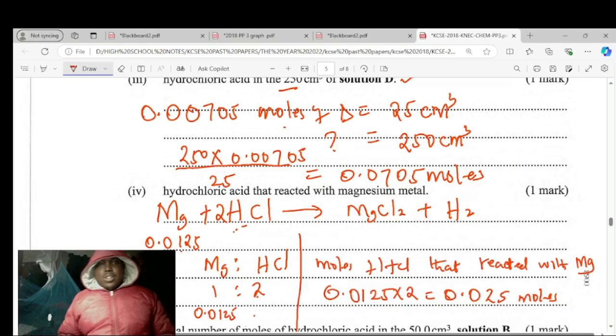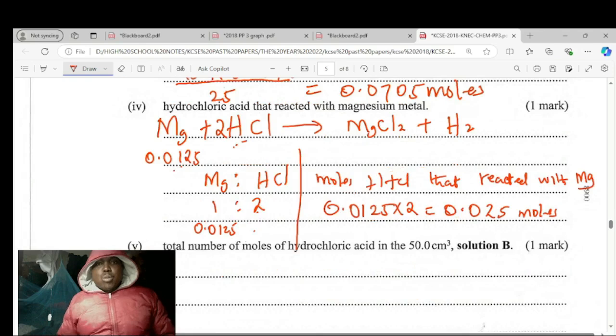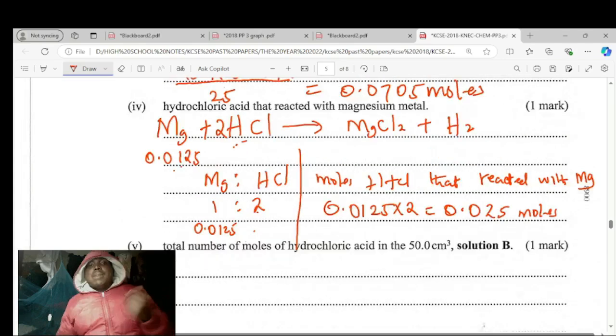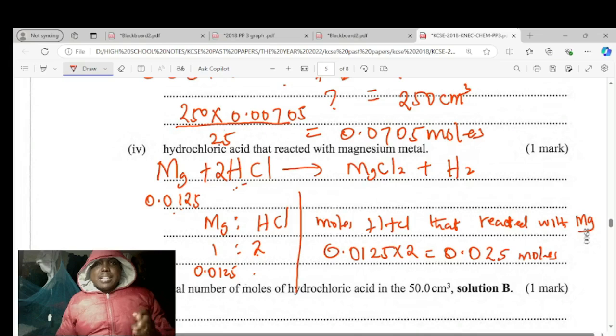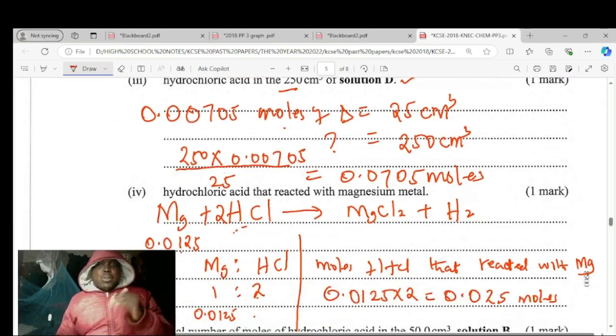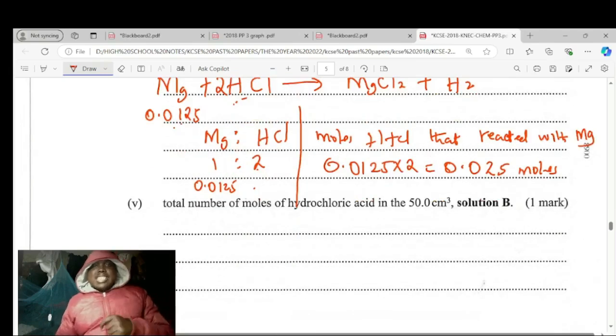Now the question asks, calculate the total number of moles of hydrochloric acid in 50. Ile 50 yenye ilikuwa kwa bika, initial moles zake total ilikuwa ngapi? Sasa tushapata moles yenye iko kwa 250. Moles yenye ilikuwa kwa 250 ni yenye ilikuwa imebaki after magnesium imereact na HCl. Na tumepata moles in 250 ndio hii hapa part Roman 3 which is 0.0705. Hiyo ndio moles yenye ilibaki in 250.